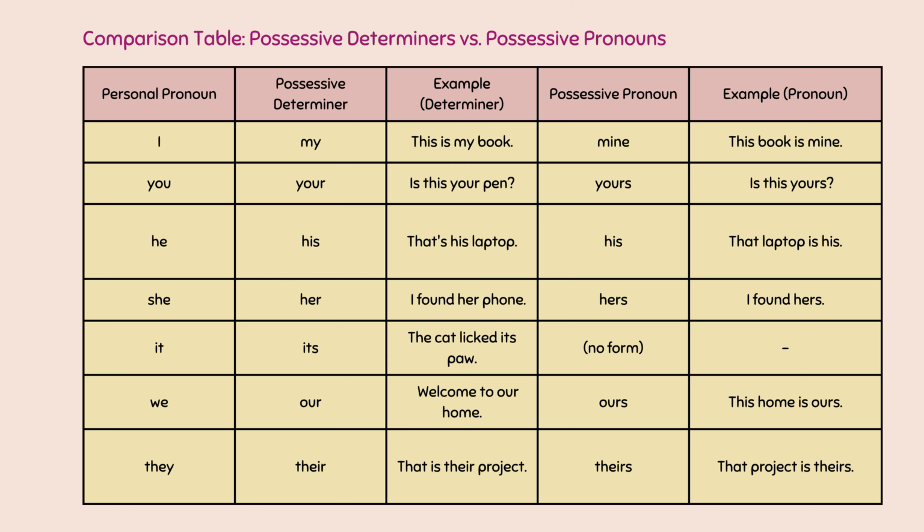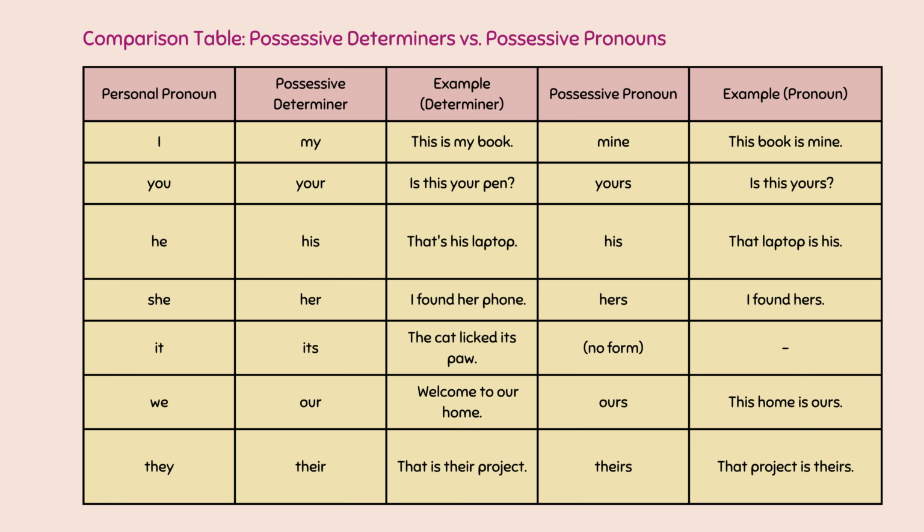You. Possessive determiner, is this your pen? Your comes before the noun pen and shows that the pen might belong to you. Possessive pronoun, is this yours? Yours replaces the phrase your pen. We don't need to say the noun again.